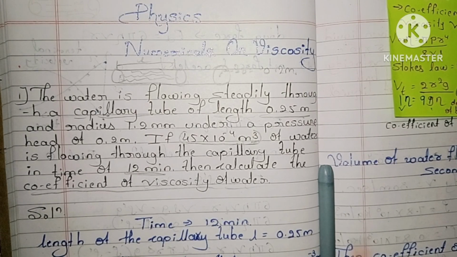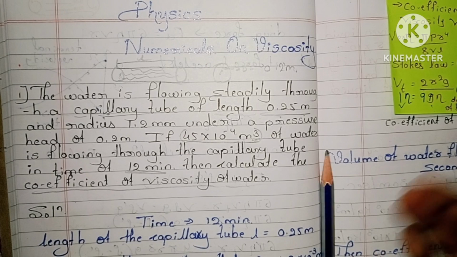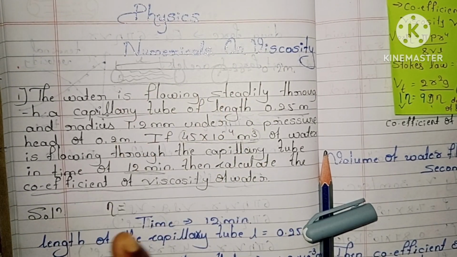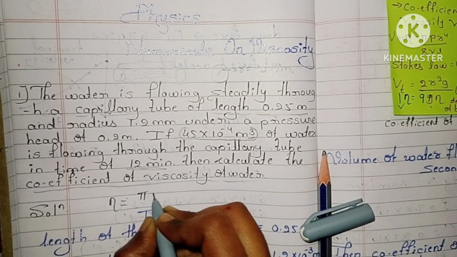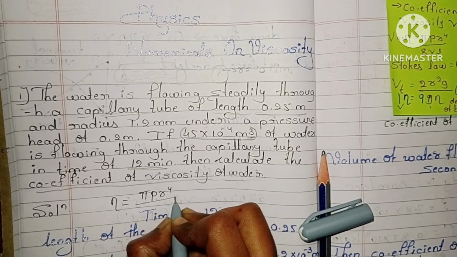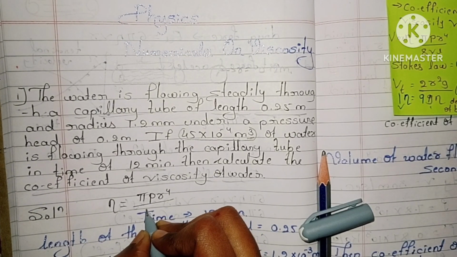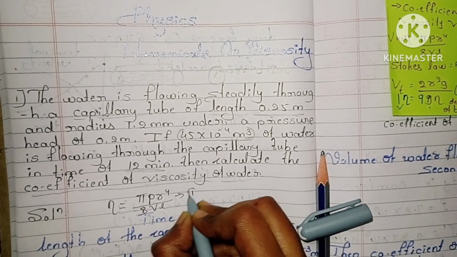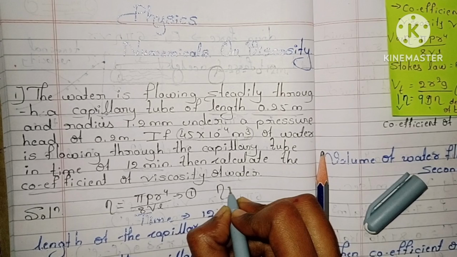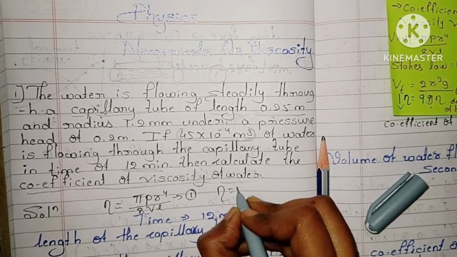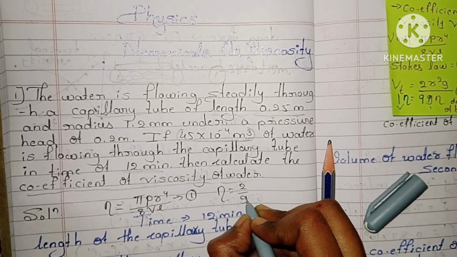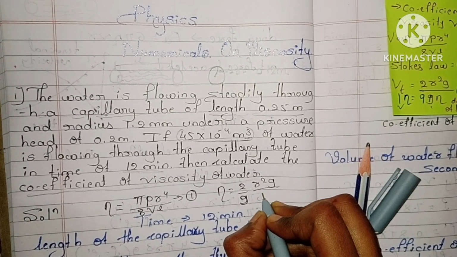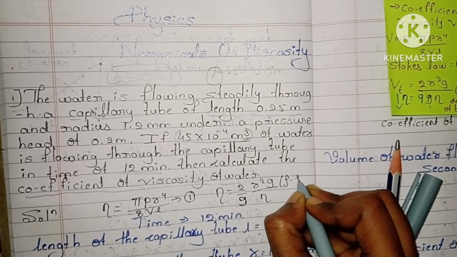So we know that the coefficient of viscosity, eta, is equal to... observe whatever they have given. We have two formulas. One is eta = π p r⁴ / 8 v l. Another formula for the coefficient of viscosity is eta = 2 r² g (ρ − ρ') / 9 eta.